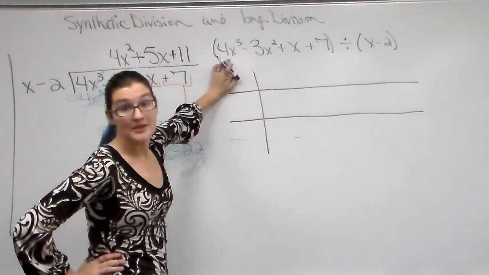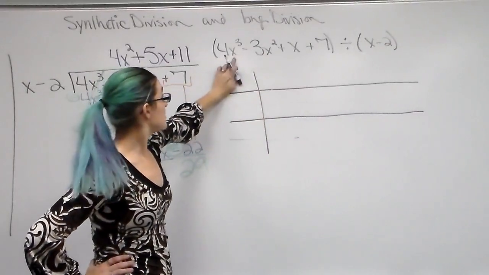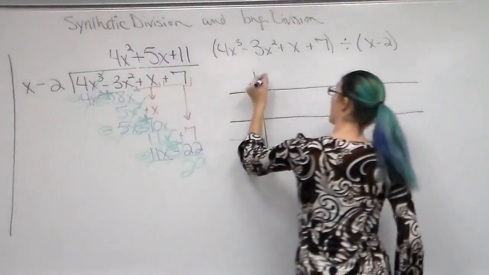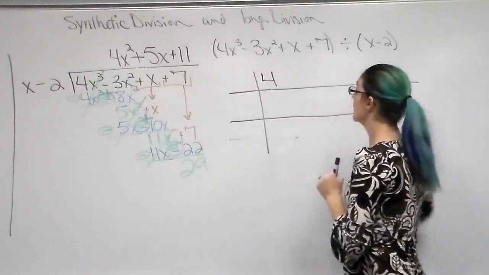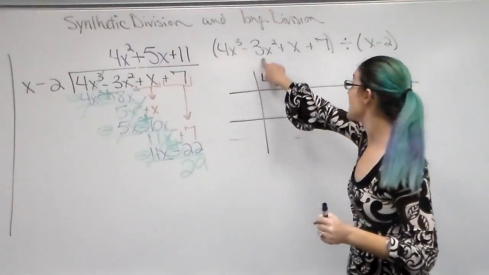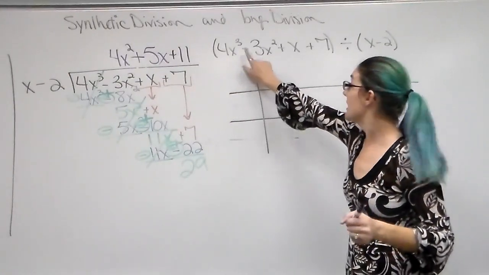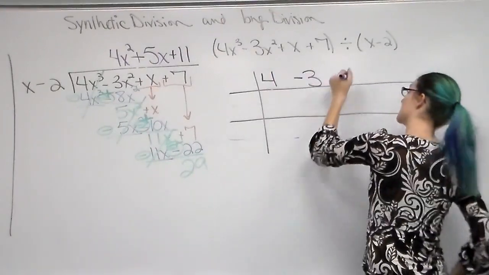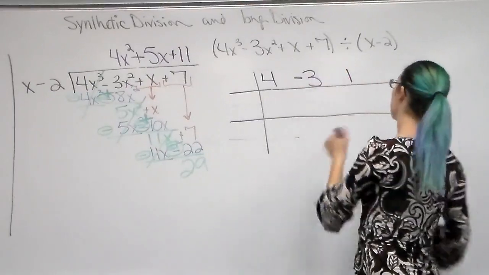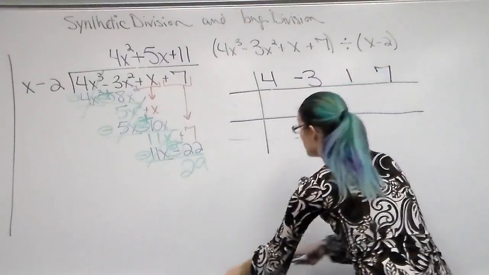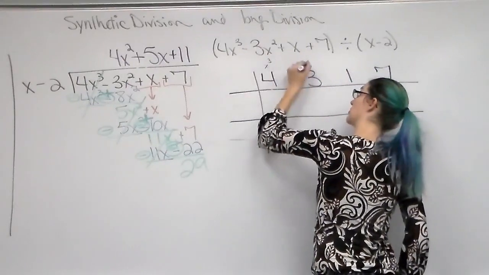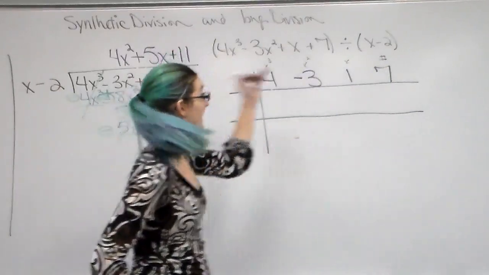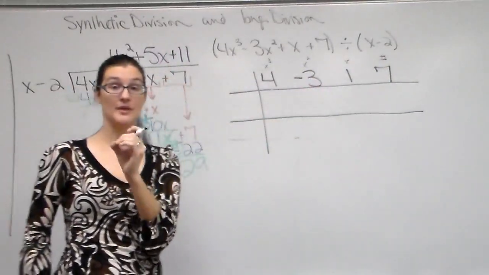All you're going to do is, we don't want any variables in synthetic. So you're going to start with your highest exponent, and all you're going to write down is the coefficient. So it is 4. Leave a space to show that it's a different number. Your second coefficient is not 3, it's -3. Leave a space, your third coefficient. Leave a space, and your last. This should be your x cubed, x squared, x, and your constant. Again, you cannot be missing one. If you're missing one, you put a 0 in its place.